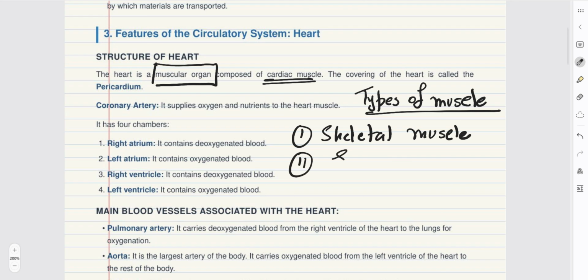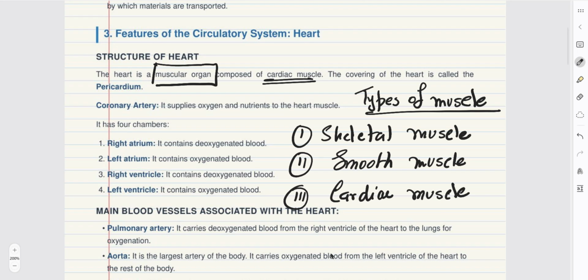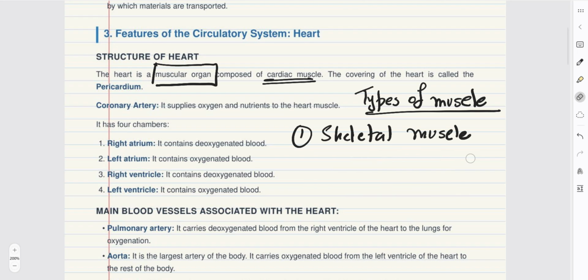Then we have the smooth muscle. These are muscles that are present in organs, such as the stomach. And then there is a special type of muscle called the cardiac muscle. This is only present in your heart. Hence we say that the heart is a muscular organ because it is made up of a special form of muscle called the cardiac muscle. So to understand the structure of the heart, let's first see a basic diagram.